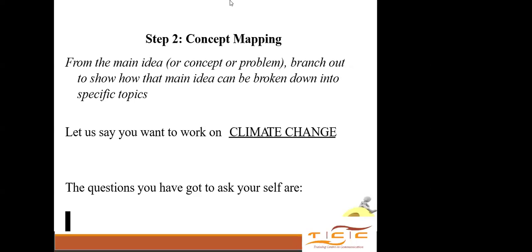I want you to think about them in terms of concepts instead of in terms of topics, okay? Now, from the main idea or concept, branch out to show how that main idea can be broken down into specific topics. So the main idea, for example, here is climate change, or the main idea that you are talking about is teenage pregnancy. Then you need to break down and tell us, fine, but the general idea I want to talk about is climate change, or the main idea I'm thinking about is teenage pregnancy. But then what specific aspects of teenage pregnancy do you want to think about?